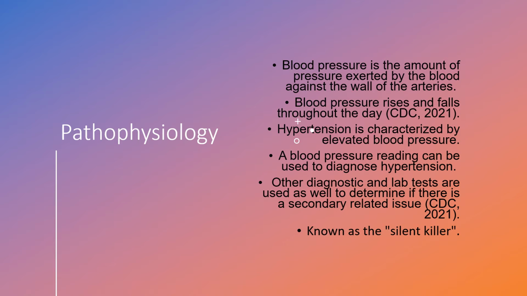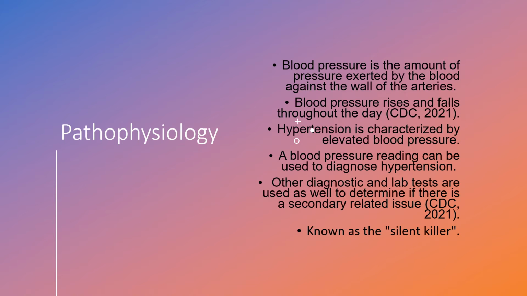High blood pressure occurs when the walls of the arteries accumulate a buildup of plaque caused by cholesterol. The arteries subsequently harden and narrowing occurs. Over time, this restricts the blood flow and may become blocked at some point. This causes the blood pressure to become high in order to maintain homeostasis until the arteries and/or heart gets weak and causes damage. A blood pressure reading can be used to diagnose hypertension. Other diagnostic and lab tests are used as well to determine if there is a secondary related issue.